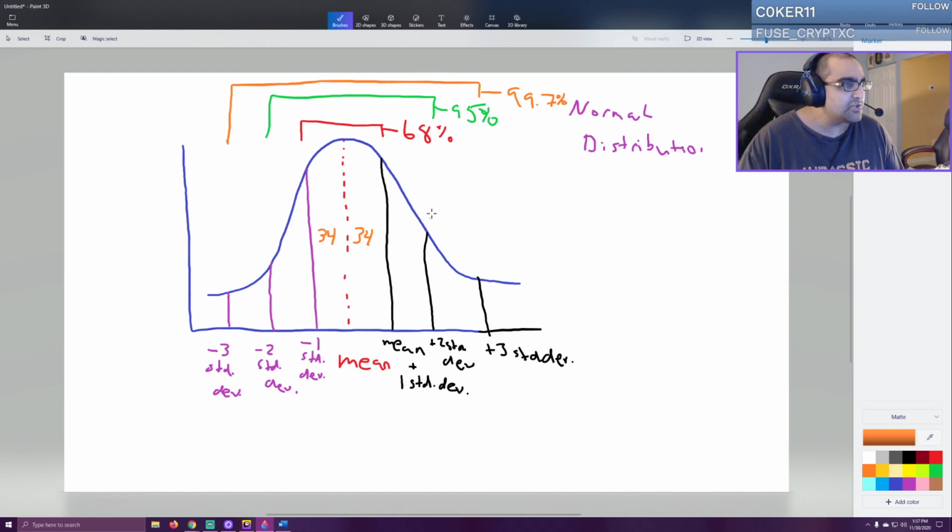We do the next one, between -2 standard deviations and +2 standard deviations. That's 95. However, we already have 68% accounted for. So we just do 95 minus 68, which is 27. Then cut that in half. That's going to be 13.5% on both sides.